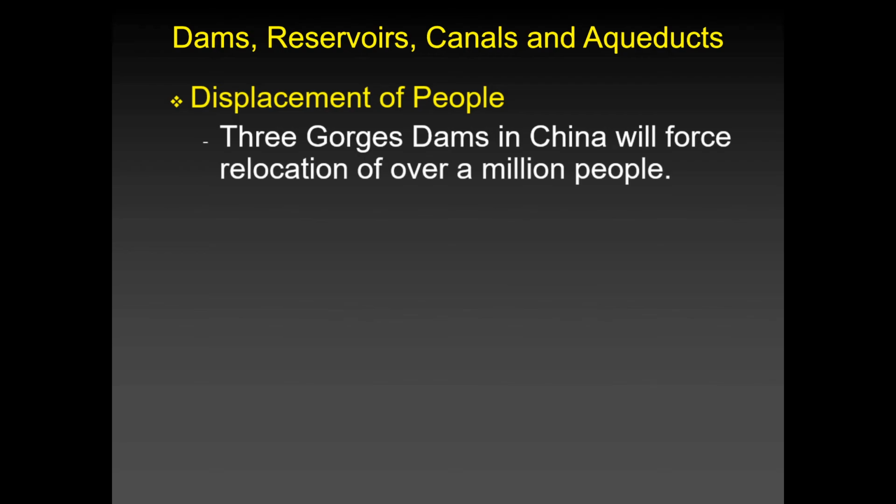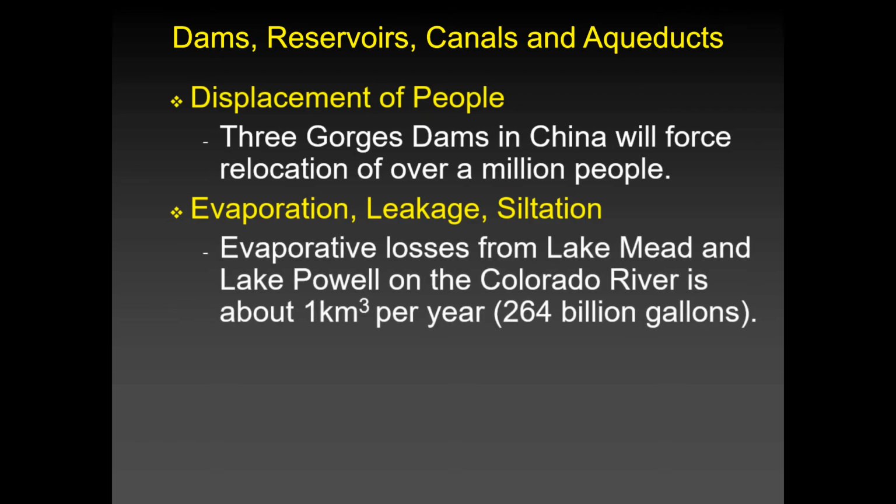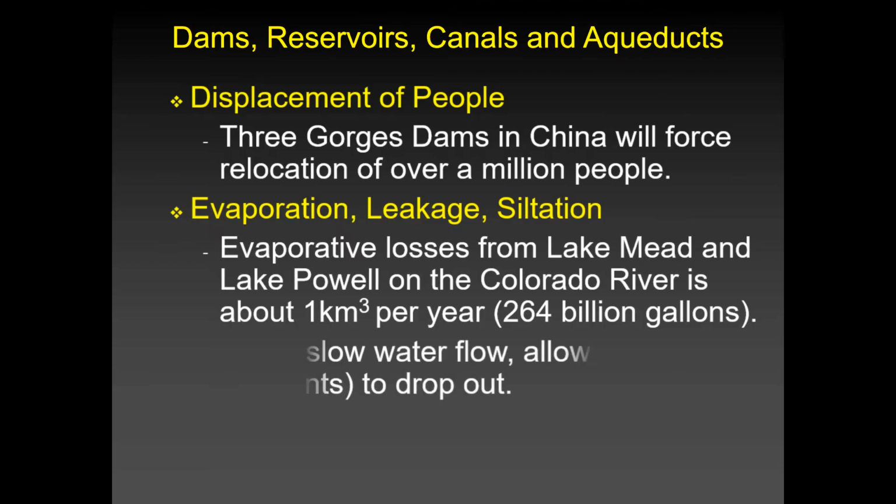It's a displacement of people. The Three Gorges Dam in China will force the relocation of over 1 million people. There's evaporation, leakage, and siltation. The evaporative loss from Lake Mead and Lake Powell on the Colorado River is about 1 cubic kilometer per year, which is around 264 billion gallons.